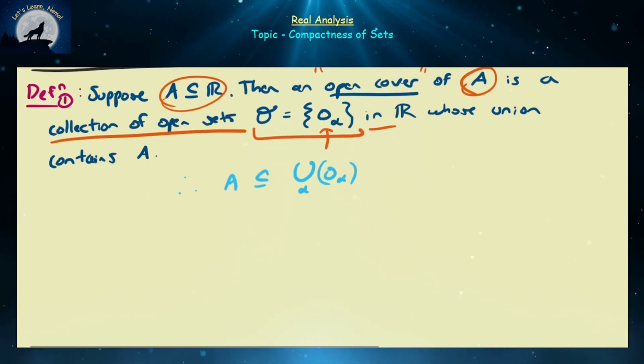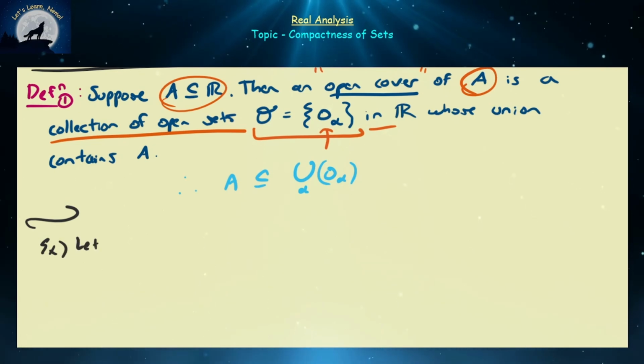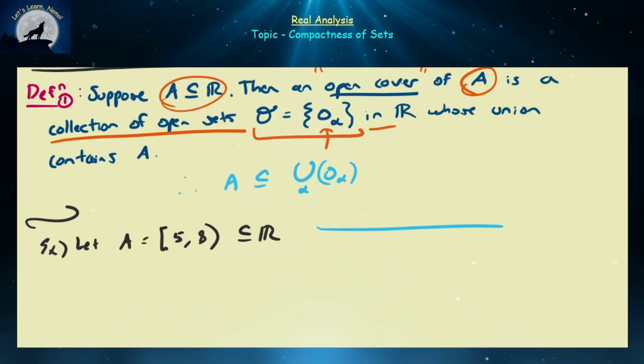So let's go over a quick numerical example just to make sure we understand exactly what an open cover of A is. Let's assume that A is equal to the half open interval [5, 8), and of course that is a subset of R. So what does that look like geometrically? We're going from 5 to 8, closed circle at 5, open circle at 8, and it's going to be every point in this particular region.